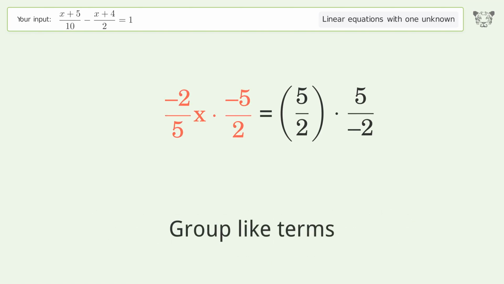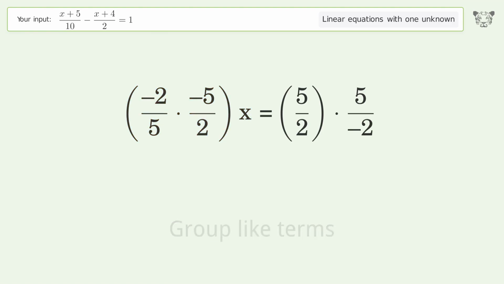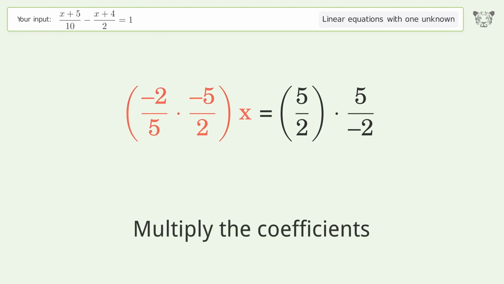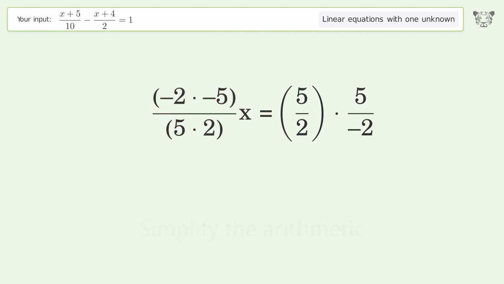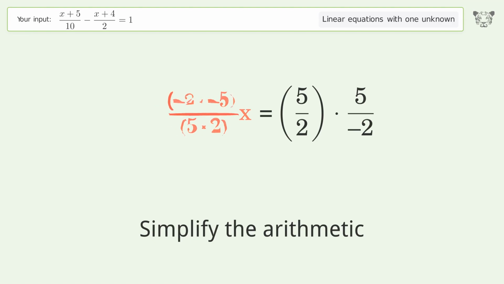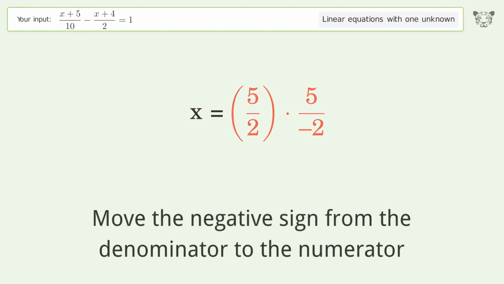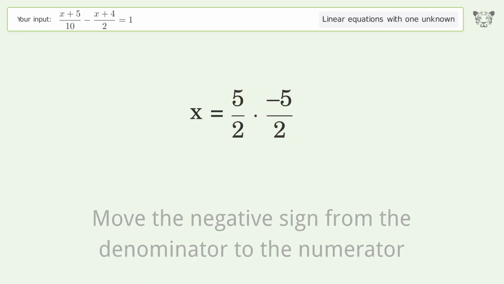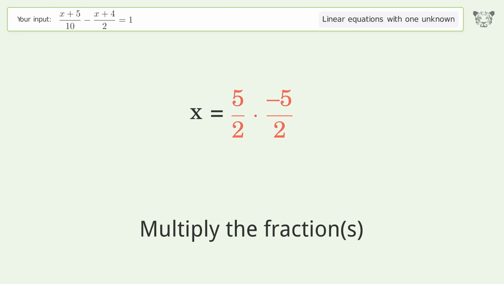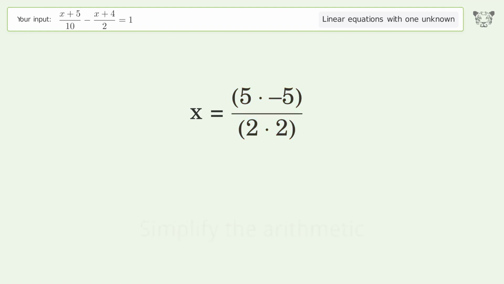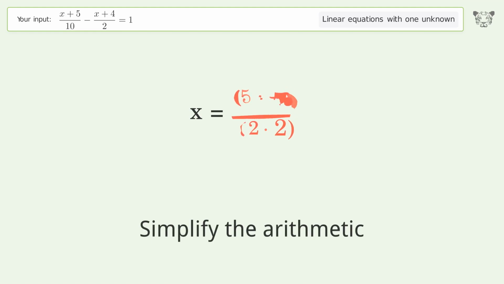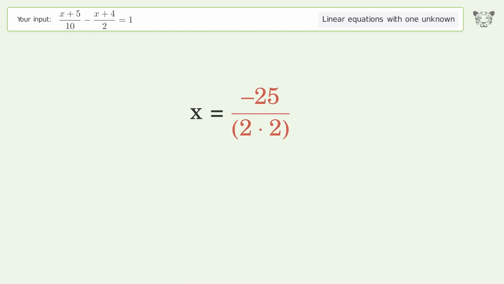Group like terms. Multiply the coefficients. Simplify the arithmetic. Move the negative sign from the denominator to the numerator. Multiply the fractions. Simplify the arithmetic. And so the final result is x equals -25/4.